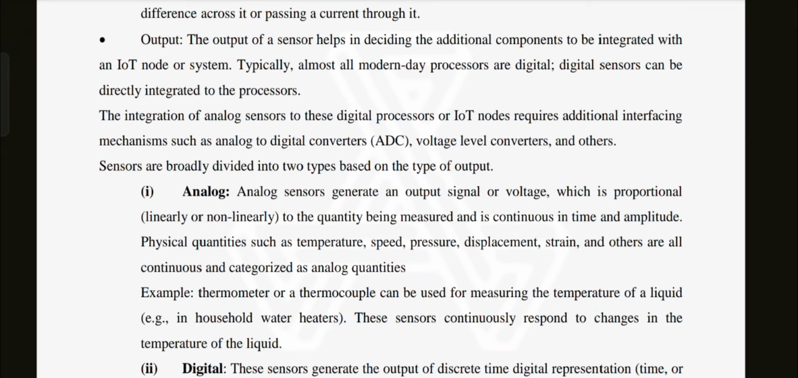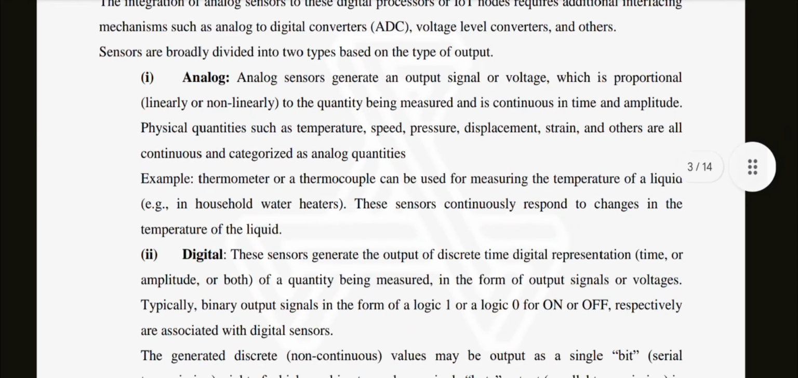and others. Sensors are broadly divided into two types based on their type of output: analog, digital. Analog sensors generate an output signal or voltage which is proportional linearly or non-linearly to the quantity being measured and is continuous in time and amplitude. Physical quantities such as temperature, speed, pressure, displacement, strain, and others are all continuous and categorized as analog quantities.